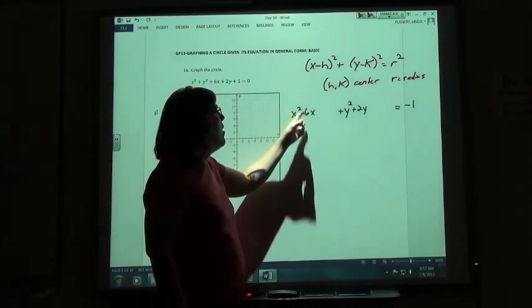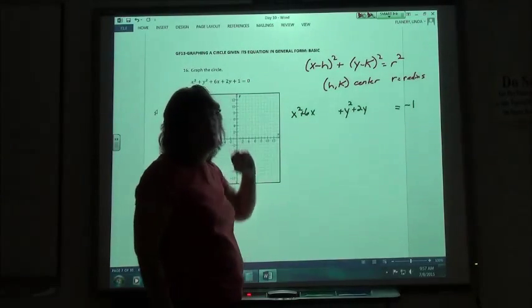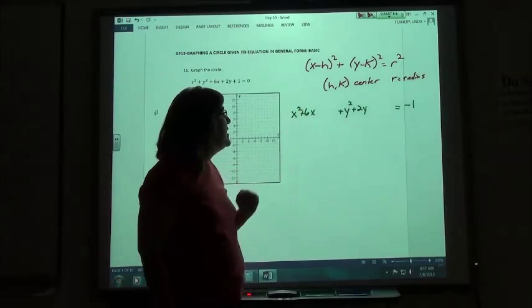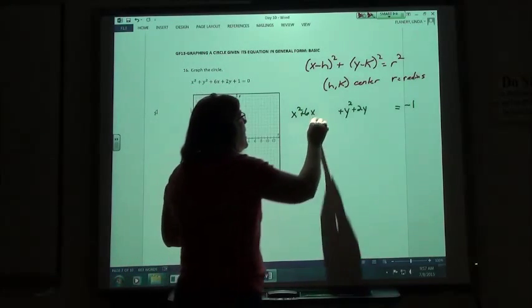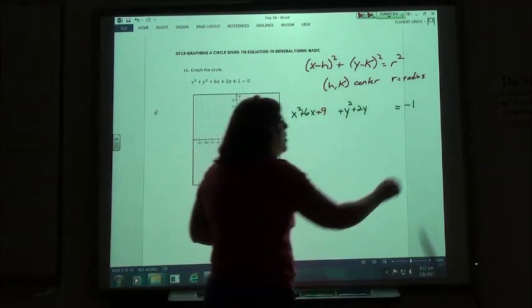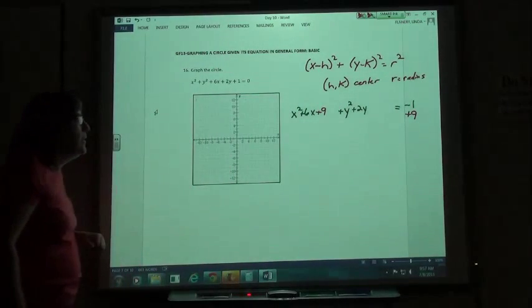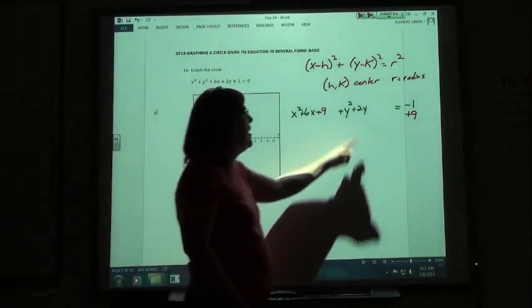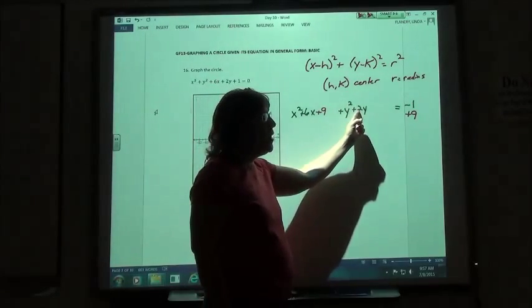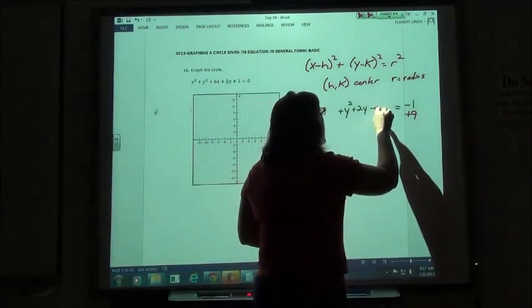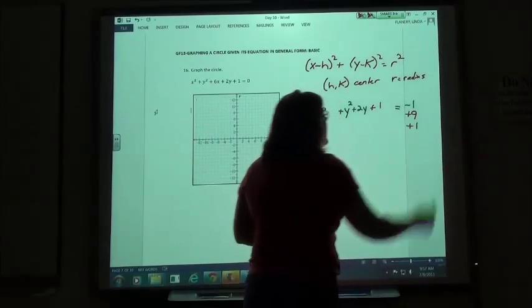To complete the square, I take half the middle coefficient and square it. So half of 6 is 3. 3 squared is 9. I'm going to add 9 here, which means I also have to add 9 on the other side of my equation. Doing it with my y's, half of 2 is 1. 1 squared is 1. So I'm going to add 1 here. I'm going to add 1 here.